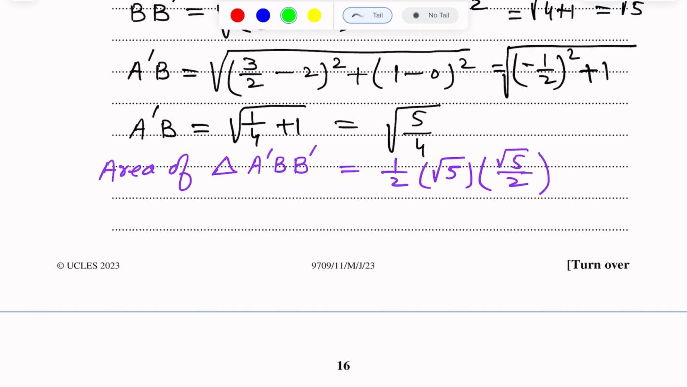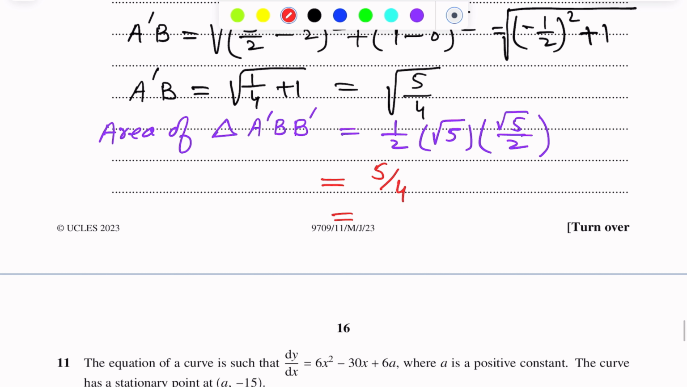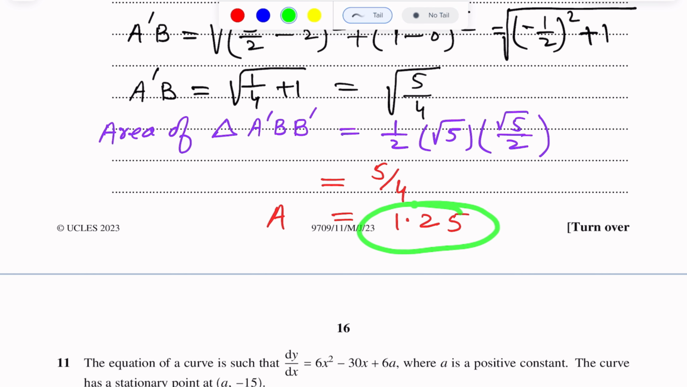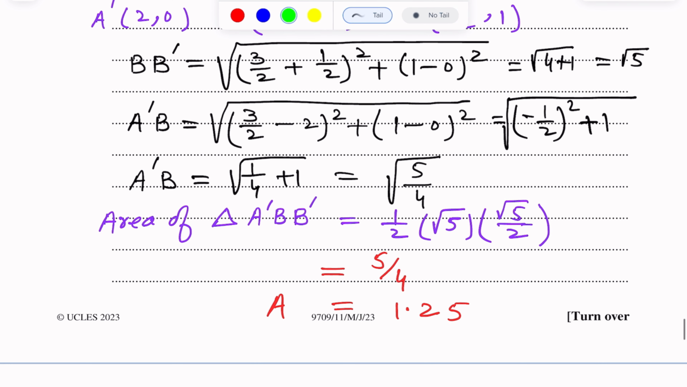So the final answer will be 5 over 4. Now we can give the answer correct to three significant figures, that is 1.25. This is the area of the required triangle. This is the answer correct to three significant figures, 1.25.